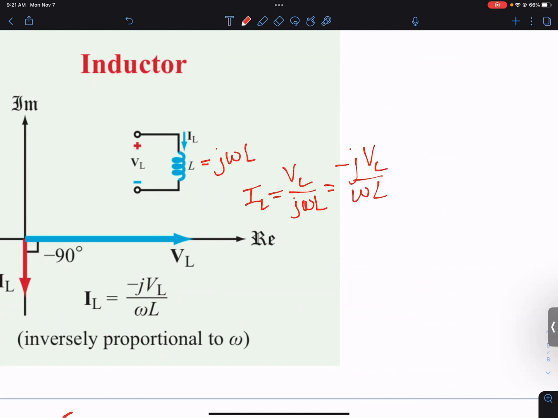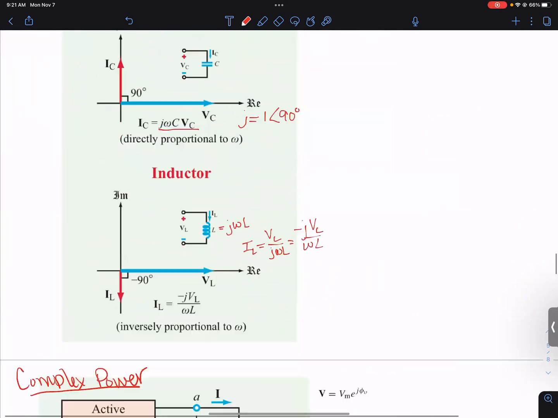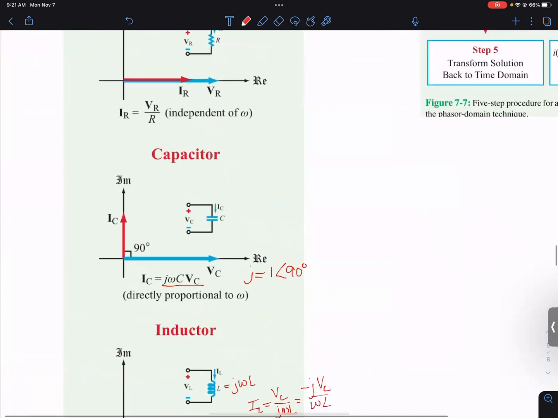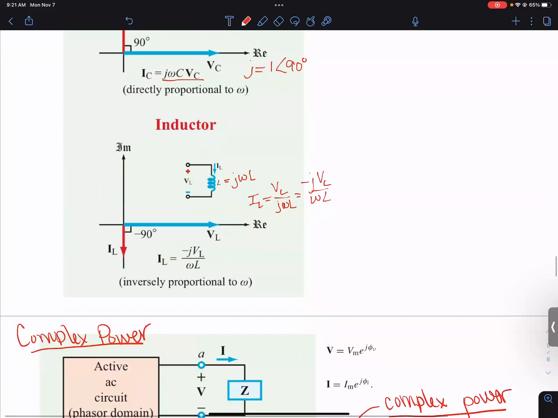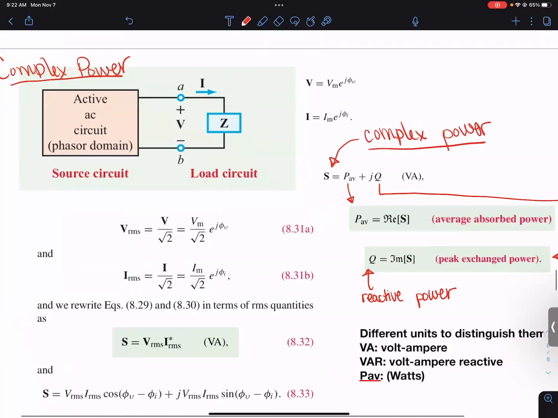So what this means is that if you're in a resistor, you get a real input, you get a real output for current. If you put in a real voltage for a capacitor, it shifts at plus 90 degrees. And then for an inductor, it shifts at a minus 90 degrees. So with these, they're either plus or minus 90 degrees. We're going to use that concept in just a second.